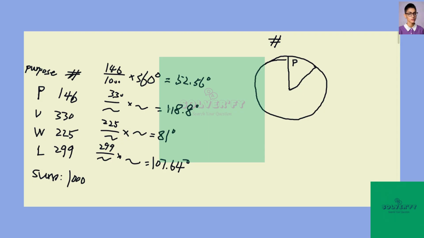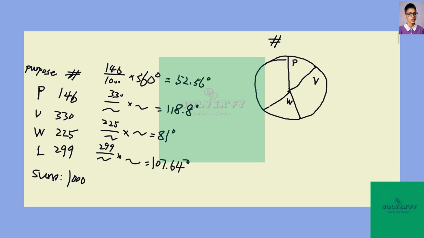And for the second one, it's 118.8, very similar to 120, but a little bit smaller than that. So let's choose it to be here. This is the second part, visit friends or relatives. Let's move on to the third, work-related reasons. It's 81 degrees, smaller than 90, so let's choose it this way. Okay.